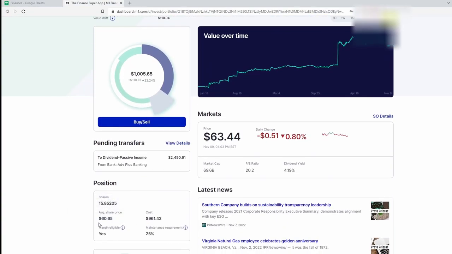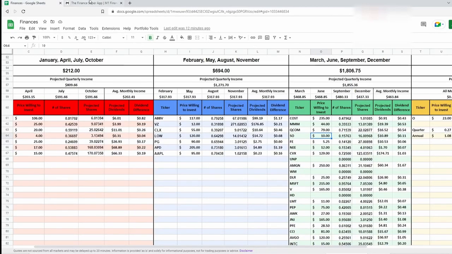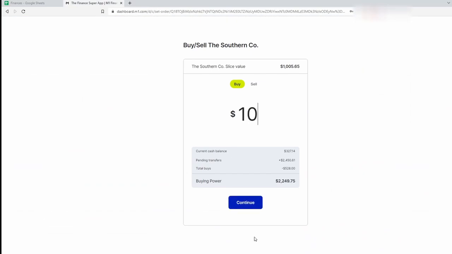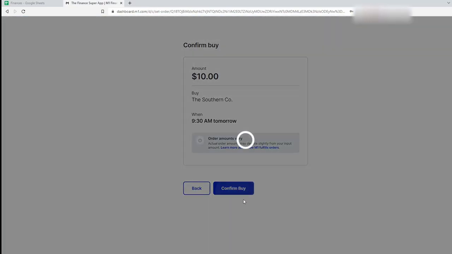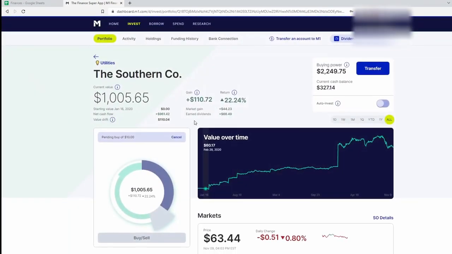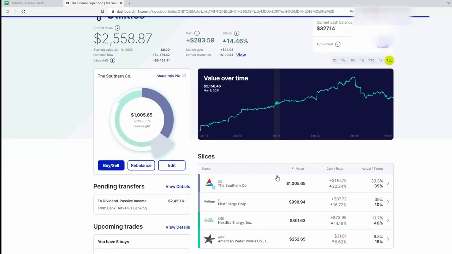What's my average share price? Actually, average share price of $60.65, so I'm a little bit over by $3 though, but I think that's perfectly fine. Once again, it is 10 smackaroos, so we got 10. Very, very nice. Let's confirm that buy. Awesome.